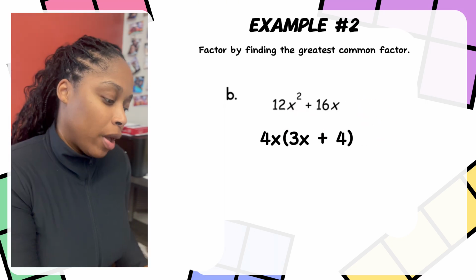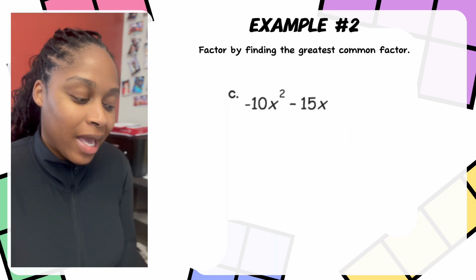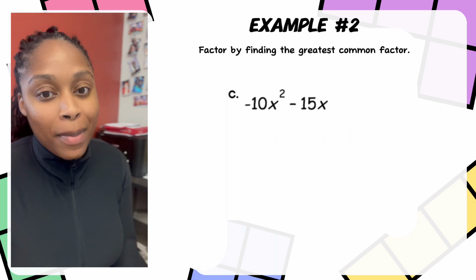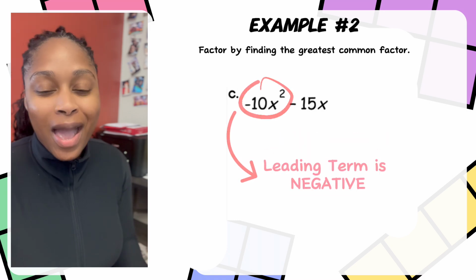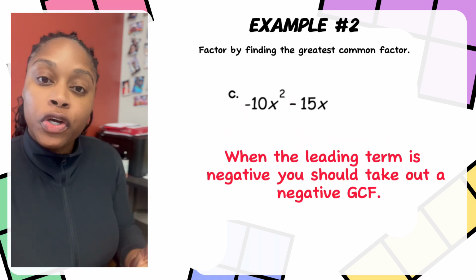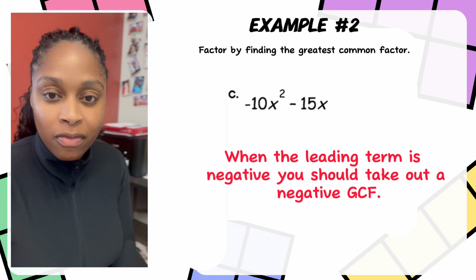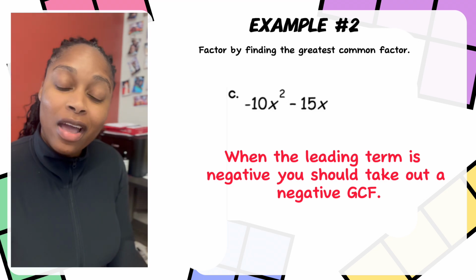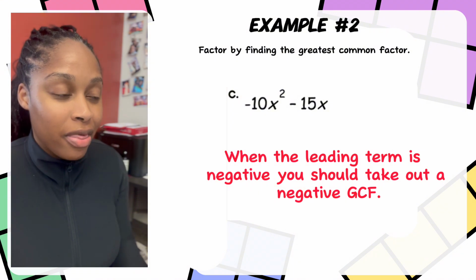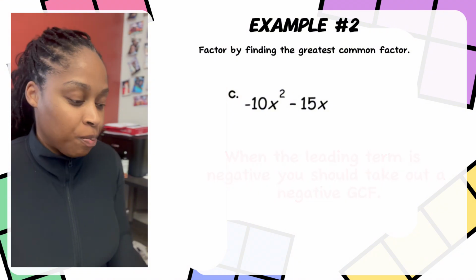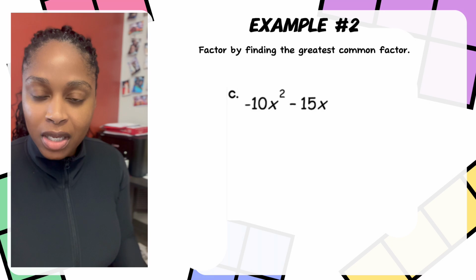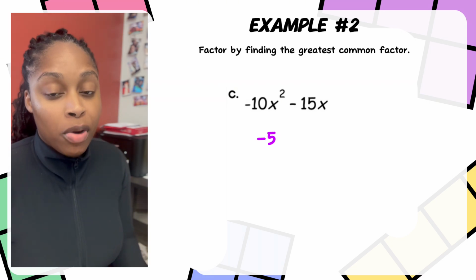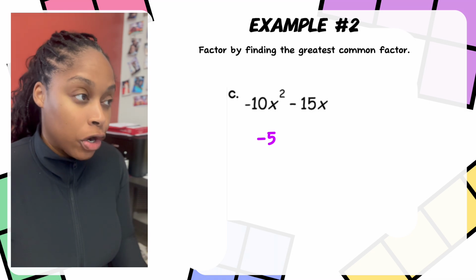Okay, so for part C, we have negative 10x squared minus 15x. Notice that my leading term is negative. Anytime that your leading term, your first term that has the biggest exponent, is negative, it is best to take out a negative GCF. It is just going to save you a lot of headache when you move on to more advanced math, so get into the habit of doing that now. Between negative 10 and negative 15, my GCF is going to be negative 5. Remember, I'm taking out a negative because my leading term is negative.